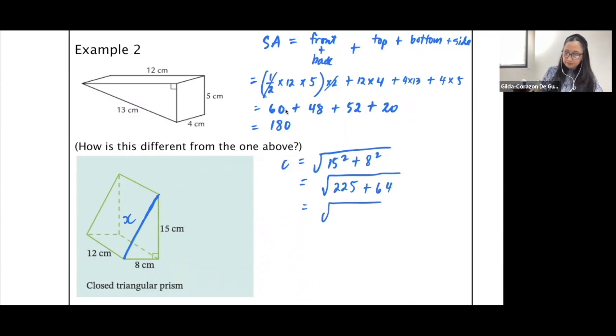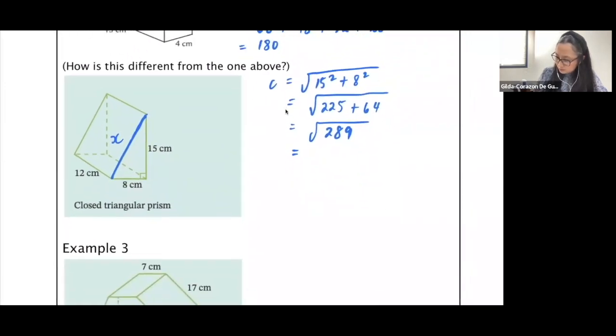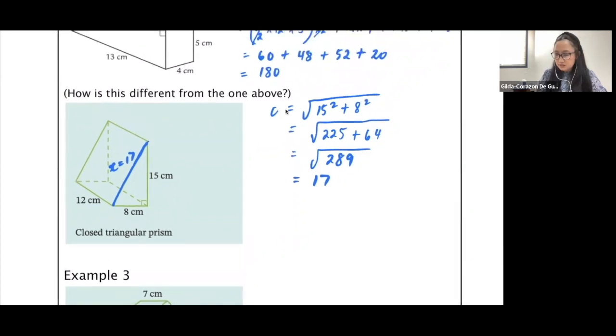You get what? 289. Oh, no, it's not. So it's 17. 8, 15, 17 is a Pythagoras triple. So you've got 17. Right. So then if X there is 17, we can now go ahead and figure out the rest. Let me just write it down. X equals 17. So after that, you'd be able to figure out the answer in the same way as how you figured out this one here.